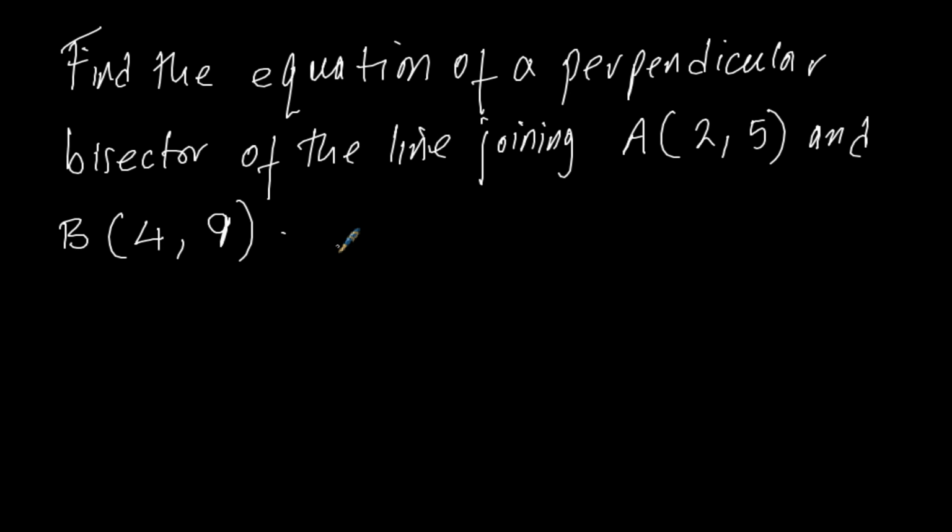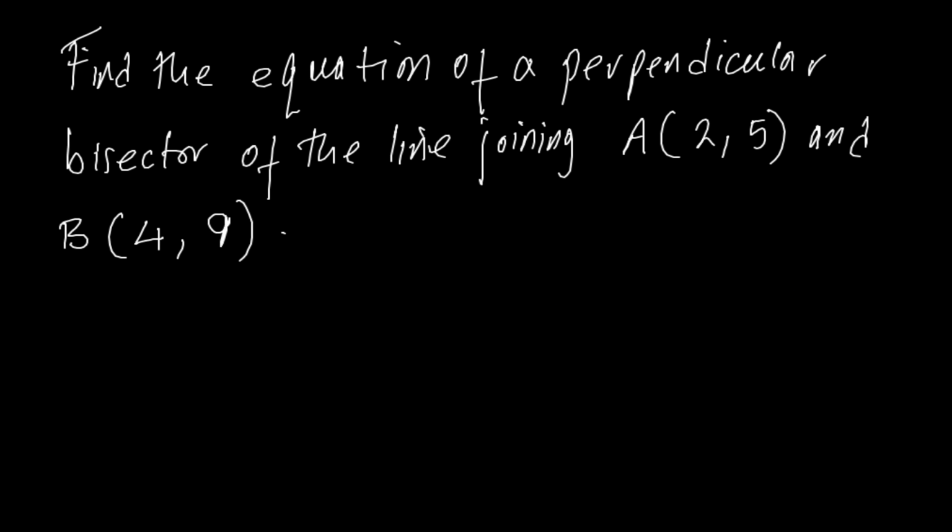Find the equation of a perpendicular bisector of the line joining A and B, given their coordinates. So we are dealing with a perpendicular bisector, and we are finding the equation of a line, meaning we have to first find the gradient of this line AB, from which we shall find the gradient of the perpendicular bisector using the fact m1 m2 is equal to -1.